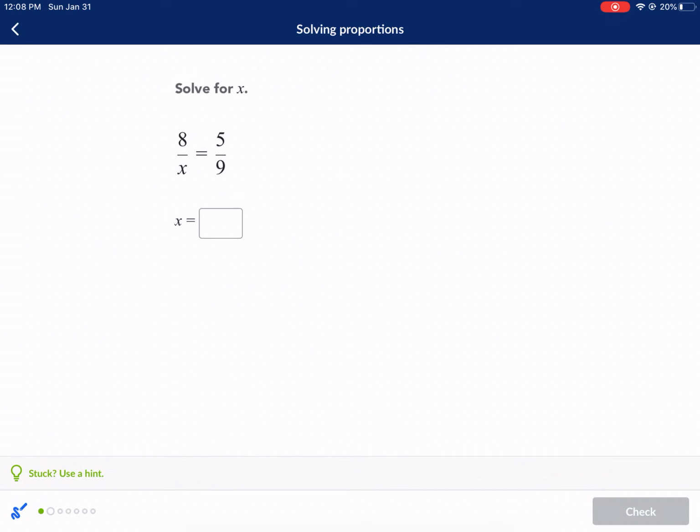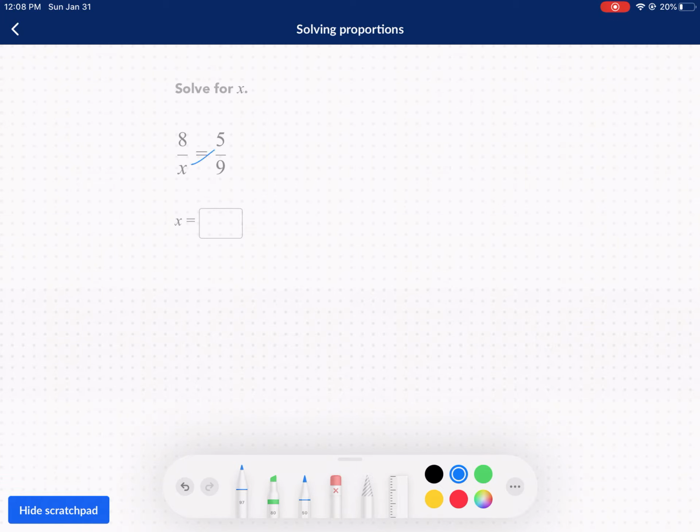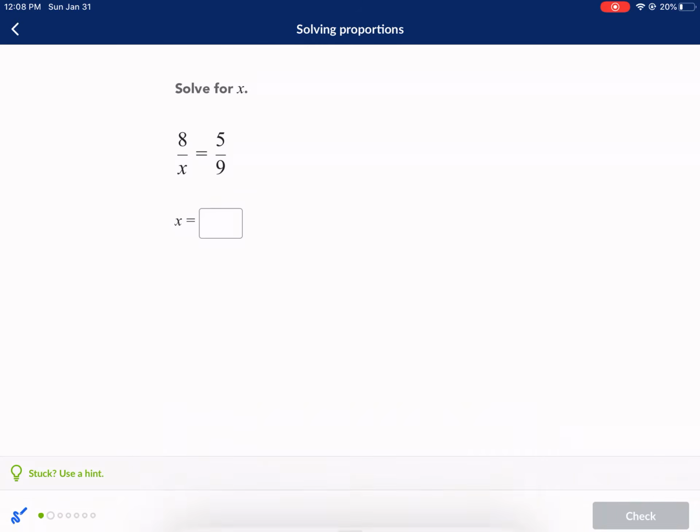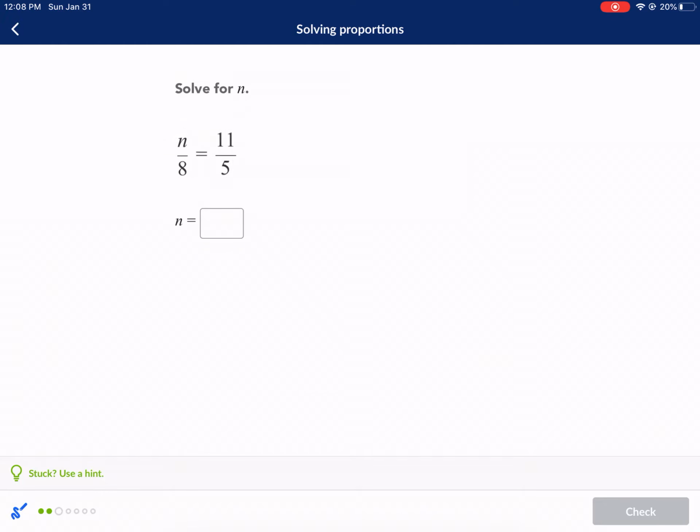Same deal here. Once you do it enough times and you've practiced enough and you understand the concept, really it's about understanding what you're doing. What we do is we cross multiply again. We get 5x equals 72. Well, this time I might need a little bit of help. This is going to be a decimal. So let's go ahead and figure out what that is. I'm going to get my calculator. 72 divided by 5, and I get 14.4. And I think I can just type in 14.4. I'm going to type that in and check it out. Good to go. All right, next one.